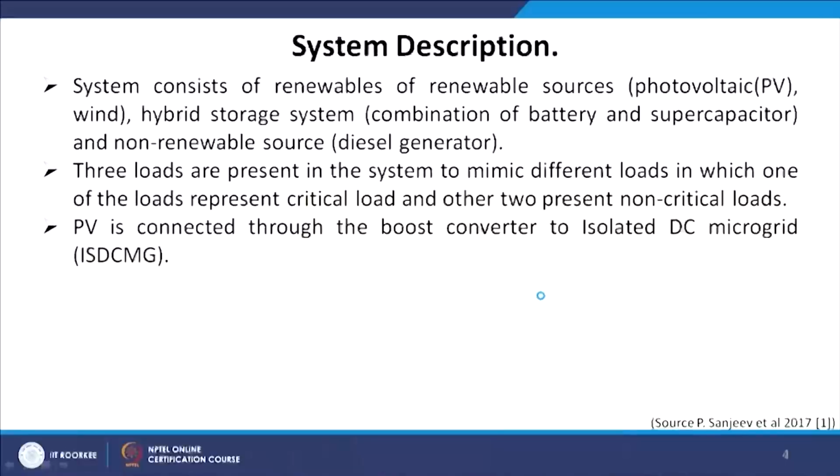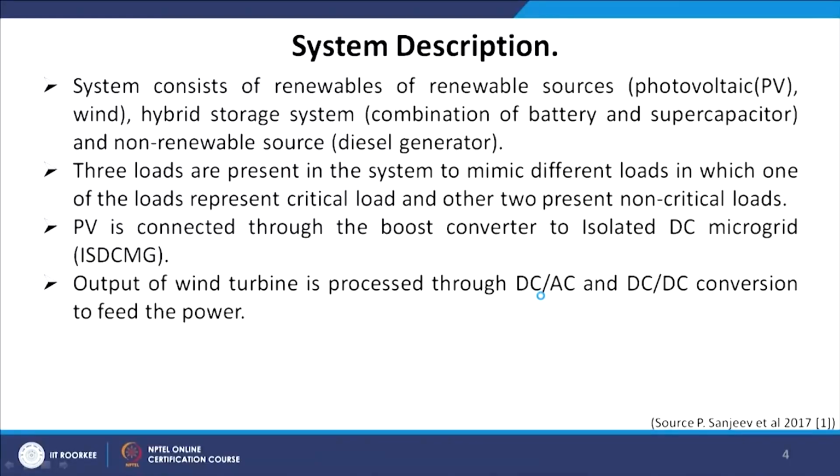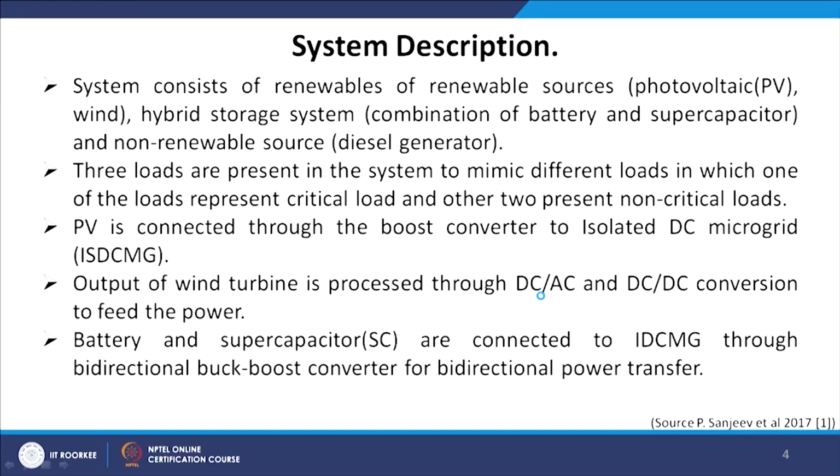Now, PV is connected through a boost converter to the isolated DC microgrid. Output of the wind turbine is processed through AC-DC, DC-DC conversion to feed power. Battery and supercapacitors are connected to the isolated DC microgrid through a bidirectional buck-boost converter for bidirectional power flow, because they can be charged or they can be discharged. Diesel generator is interfaced to my isolated DC microgrid through a controlled rectifier.